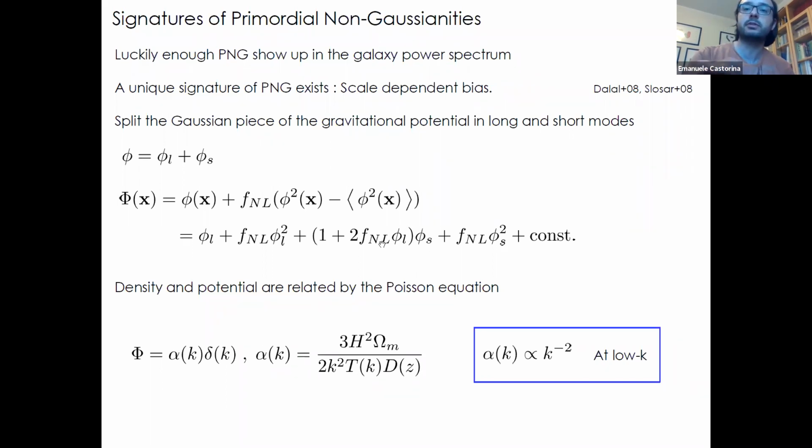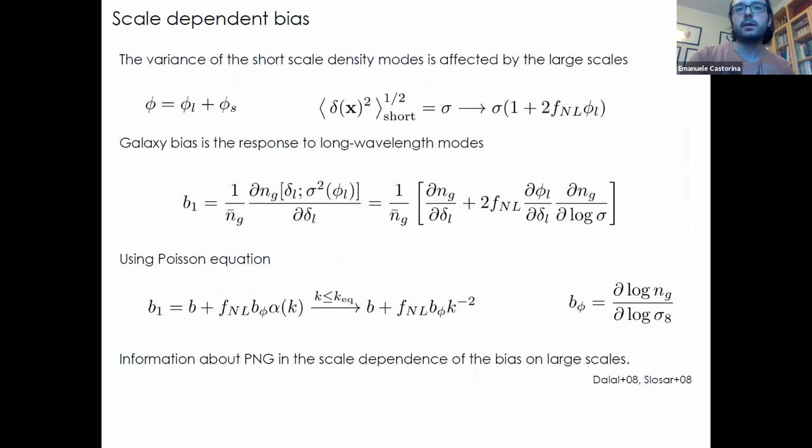So this is in fact what's going to play the role of the observable now in the galaxy power spectrum. And just to remind you, the relation between the gravitational potential and the density fluctuation is through the Poisson equation. And so phi is proportional to delta with a proportionality constant alpha, which scales with k to the -2, where k is the wave number. So now let's try to repeat the same argument for the bias and see if something has changed now that we have this nonlinear term in phi.